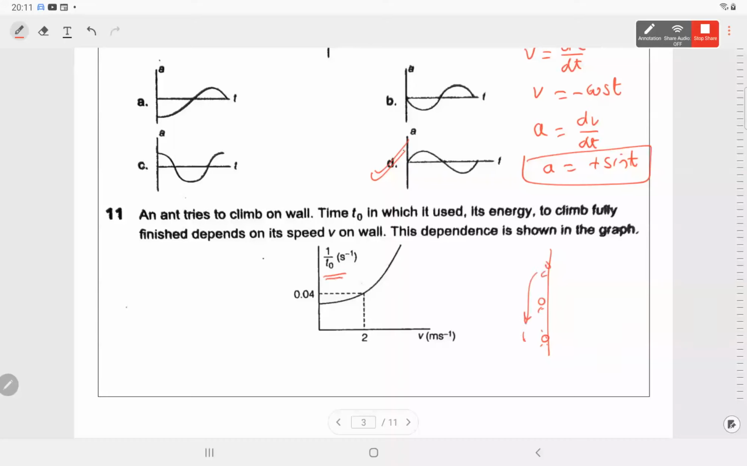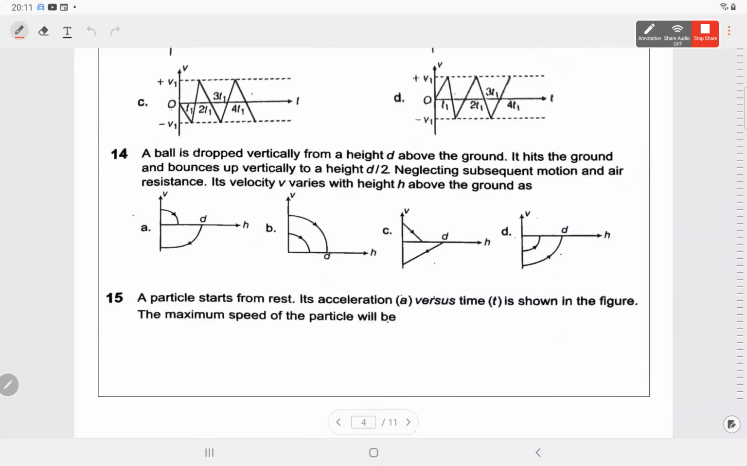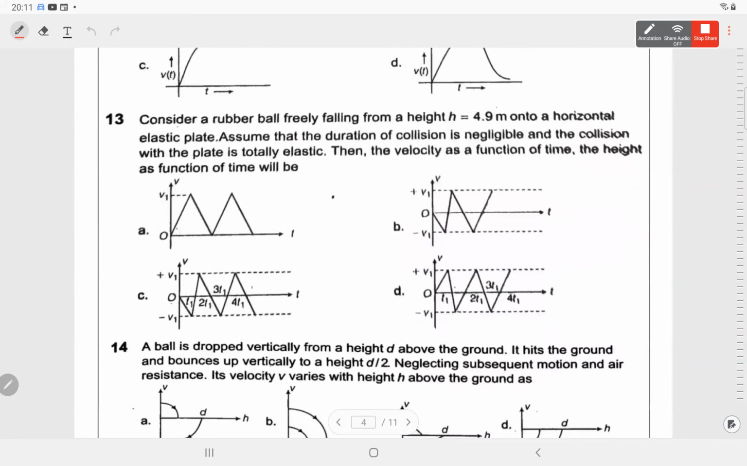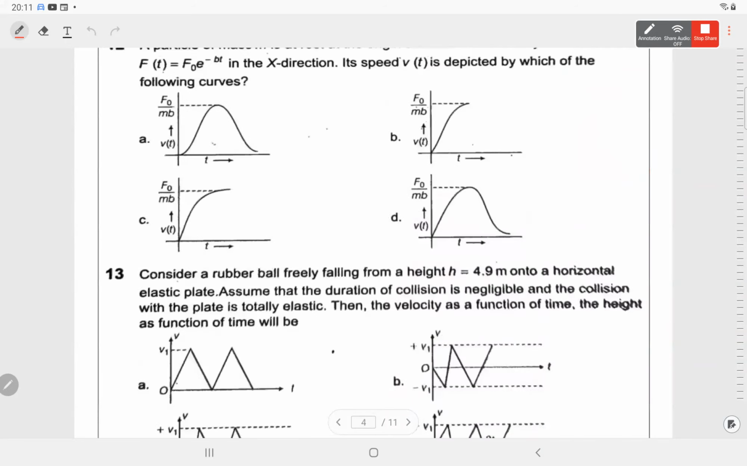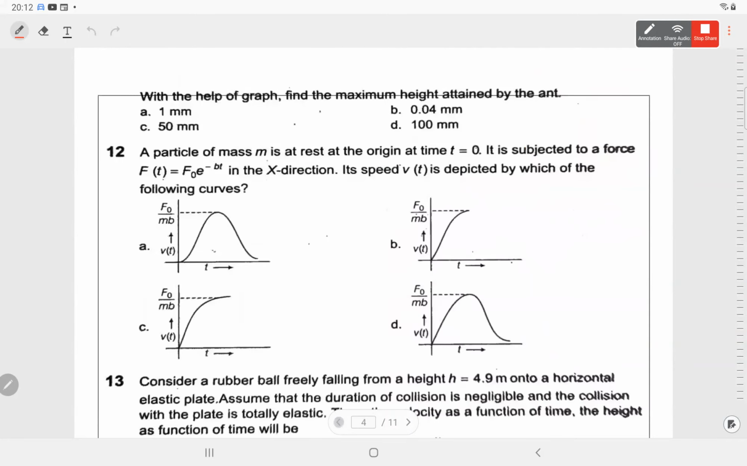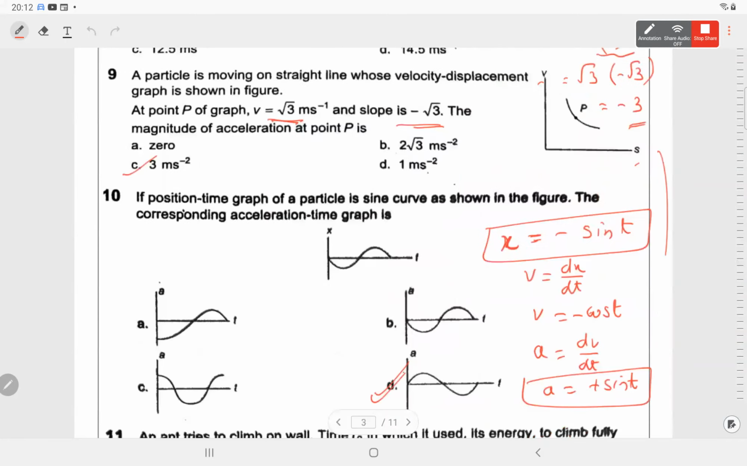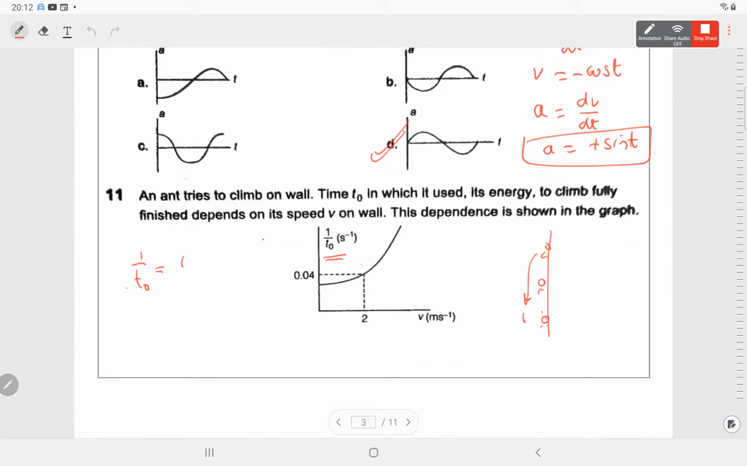So here 1 by t naught is given. What we have to calculate here is, with the help of the graph, find the maximum height attained by the ant. Since it is moving with a constant velocity, the maximum height will be v into t naught. v is 2, and t naught we can calculate from here: 1 divided by 0.04.